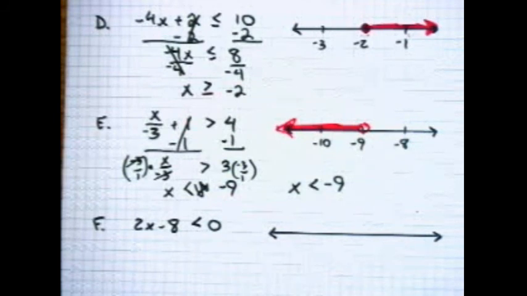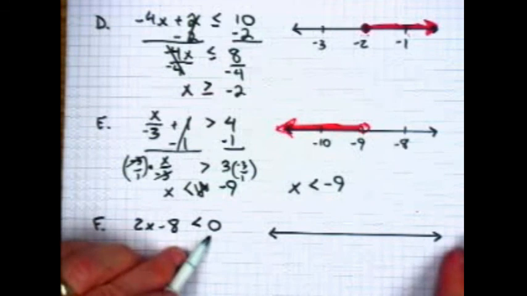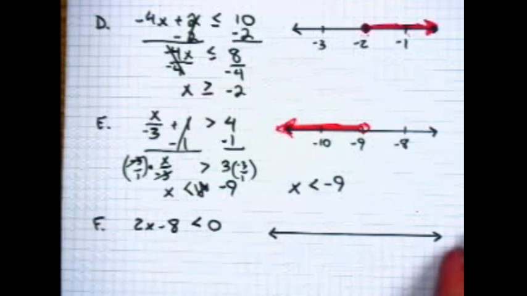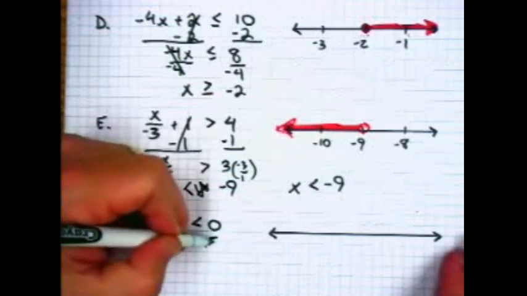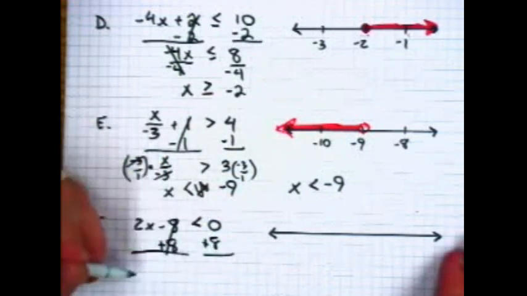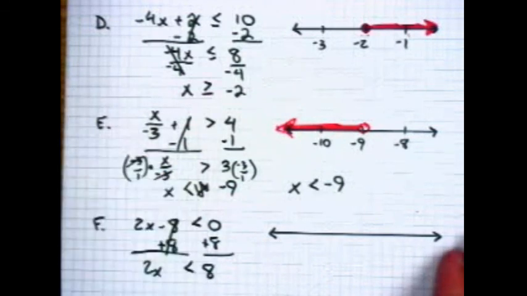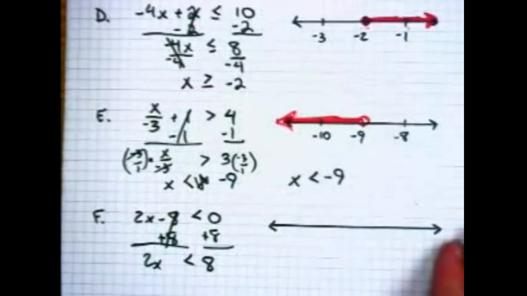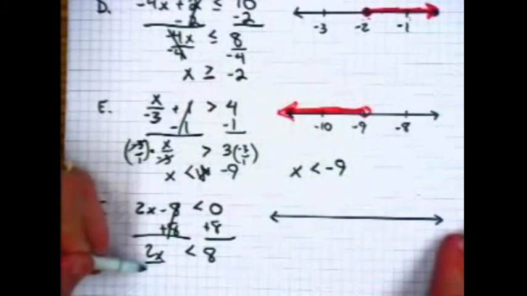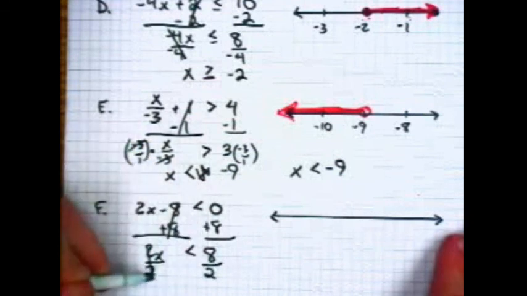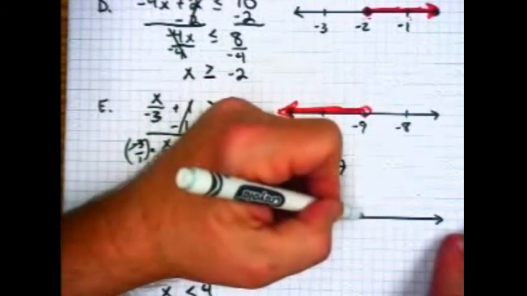And one final example. I wanted to do one with a 0 because those zeros sometimes just confuse the heck out of people. We're going to add 8 to both sides. 2x is less than 0 plus 8 is 8. That 0 is not of any consequence at all. It's just another number. Divide both sides by 2. X is less than 4.